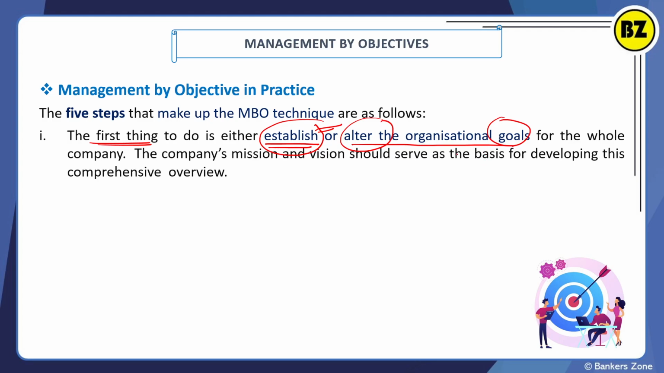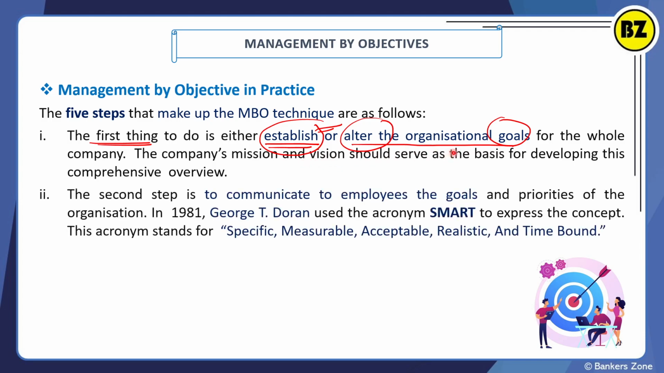The company's mission and vision should serve as the basis for developing this. So obviously, what is the company's mission? What is the vision? That should be the basis on the basis of which you can set the goal for the organization. Now see, the second step is to communicate the goals to the employees. First you establish the goal.